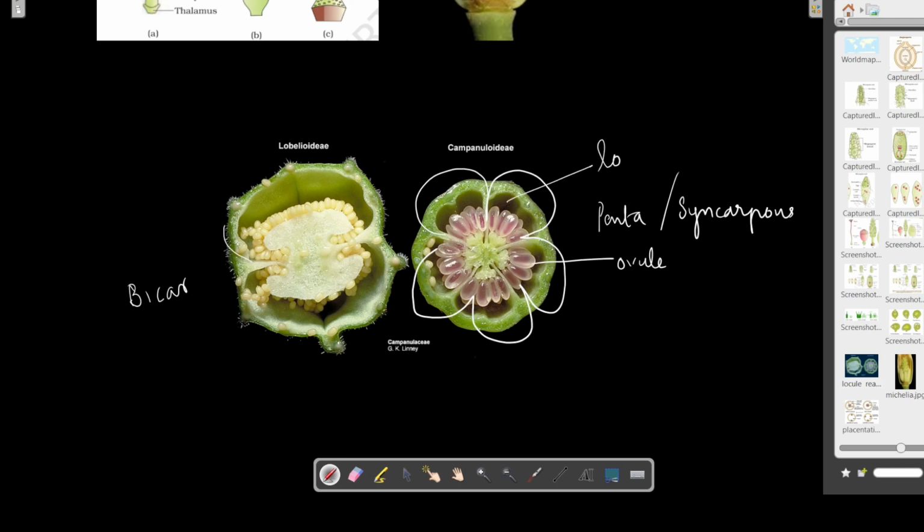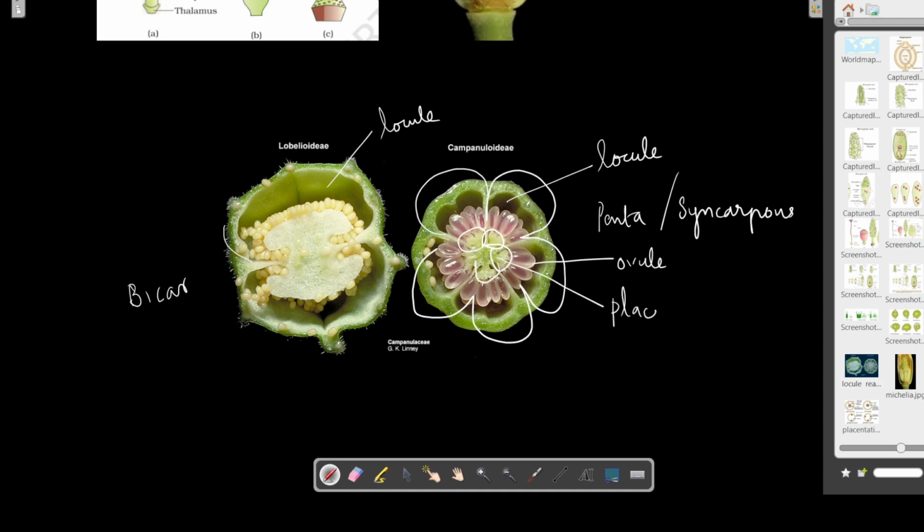That chamber is called a locule. So this is a locule here, and inside the locule, the ovules are arranged. You can observe that these ovules are attached to the carpel or the ovary with the help of a special kind of tissue, and that tissue is called placenta.